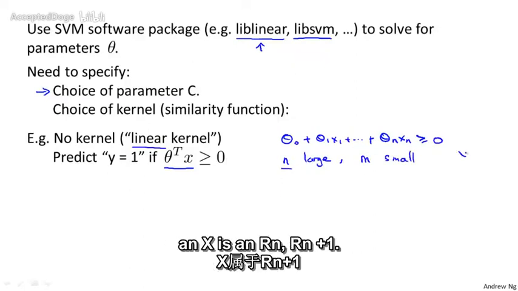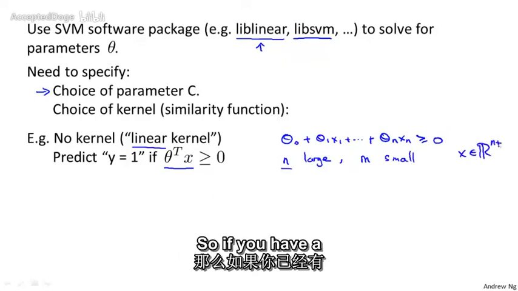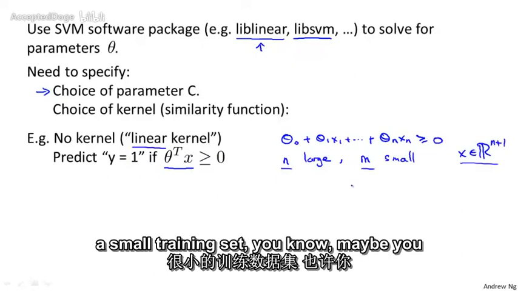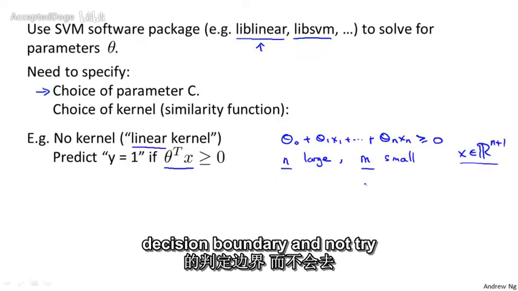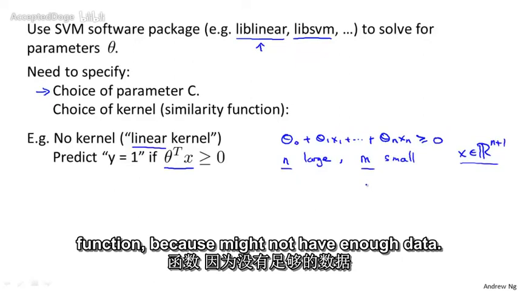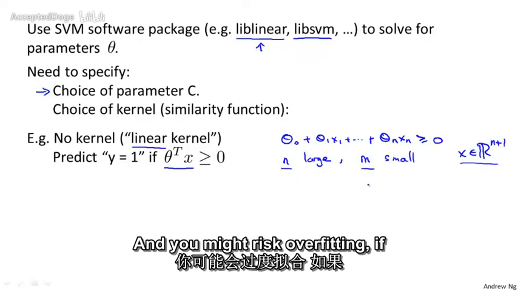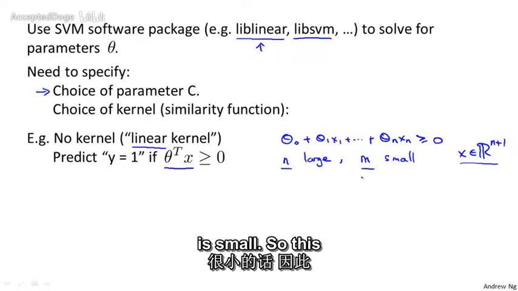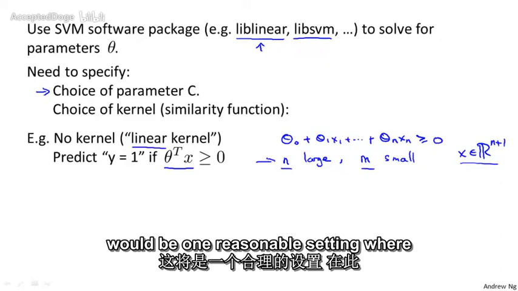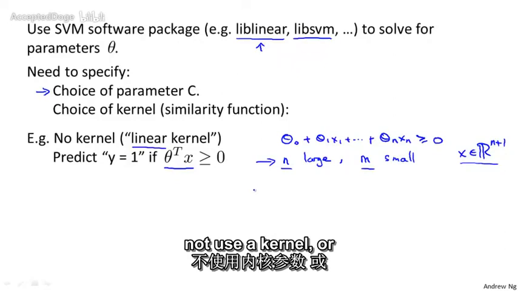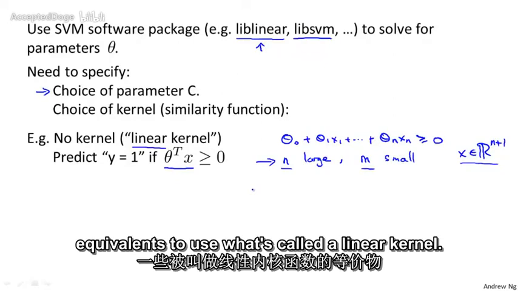If x is in R^n or R^(n+1), so you have a huge number of features already with a small training set, maybe you want to just fit a linear decision boundary and not try to fit a very complicated nonlinear function, because you might not have enough data and you might risk overfitting if you're trying to fit a very complicated function in a very high dimensional feature space, but your training set is small. So this would be one reasonable setting where you might decide to not use a kernel, or equivalently, to use what's called a linear kernel.